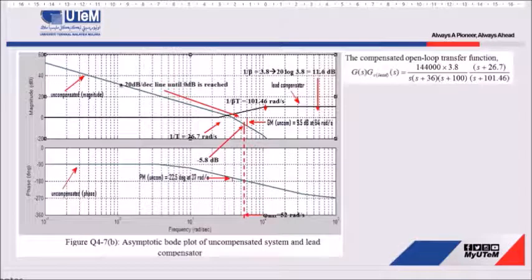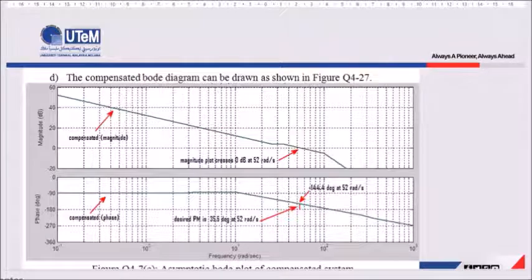Okay, until here, and at this point, this one is equal to 60 dB per decade, and this one is 0 dB per decade. So starting from here, the slope becomes 60 dB per decade, and that's why we get the result for the composite system with the lead compensator like this.